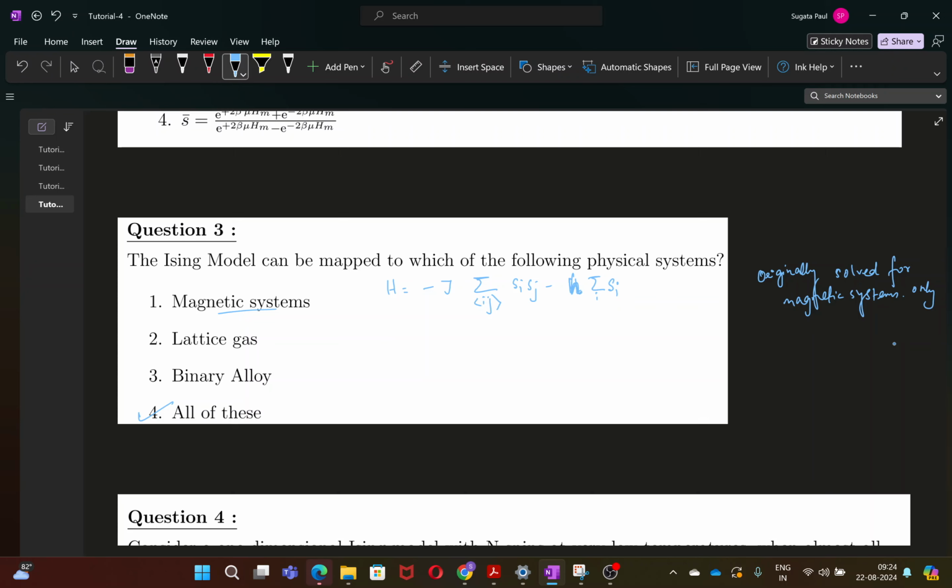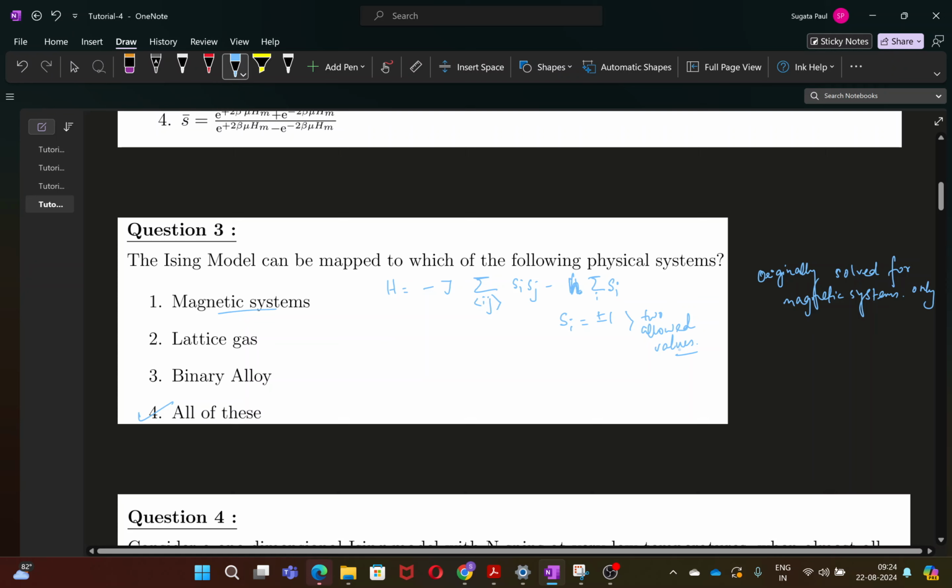So how do we connect the Ising model to them? This is very easy. Basically, the main feature of this Ising model Hamiltonian is that your S_i or spin value should be +1 and -1. So there are only two possible allowed values for the spin components, right? Two allowed values of the spin in this Ising model.